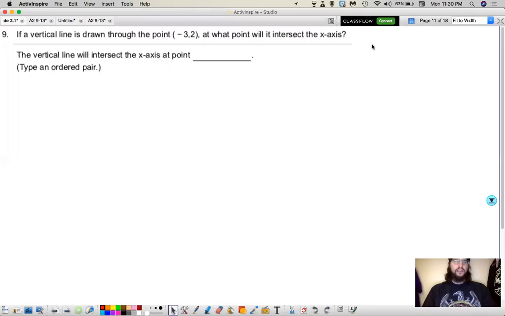All right, ladies and gents, let's take a look at the rest of these problems. So we got ourselves a vertical line drawn to the point -3, 2. Okay, so it's asking where is it going to cross the x-axis? So if you have to even think about that, well, the x value has to be what if it's a vertical line? Well, it has to be -3, all right? And what's the y coordinate of the x-axis? 0.